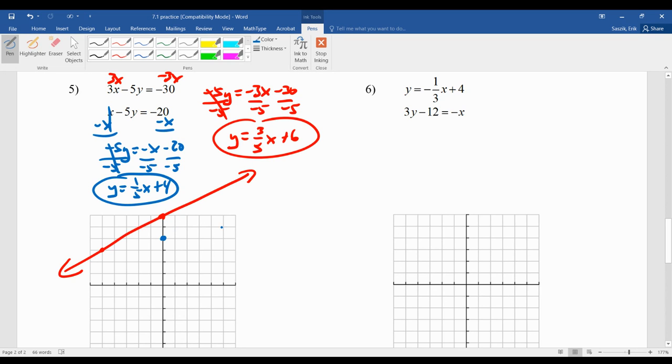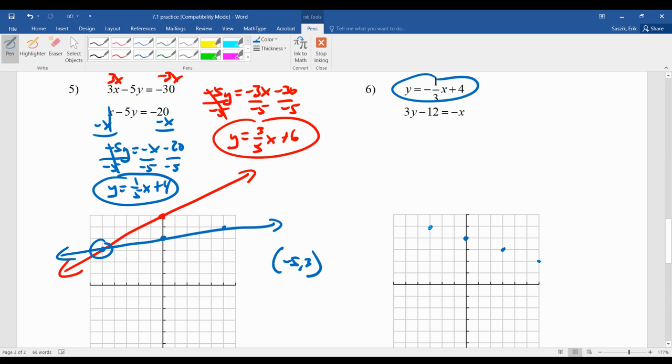1, 2, 3, 4, 5. Let's go backwards. Down 1, left 1, 2, 3, 4, 5. And you see I got this flatter line. And it intersected right there, which is -5, 3. Don't forget to write down that point in the end. Sometimes people forget that. This one, no solving needed, down 1 over 3.